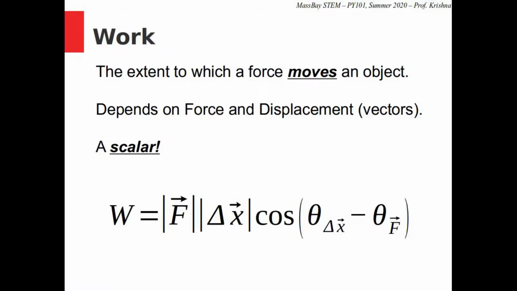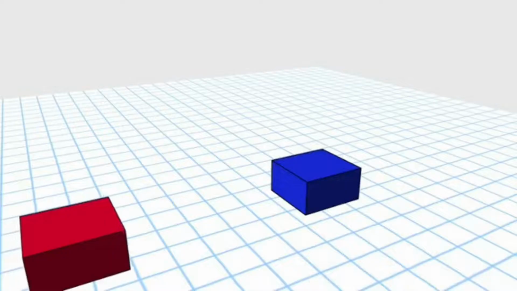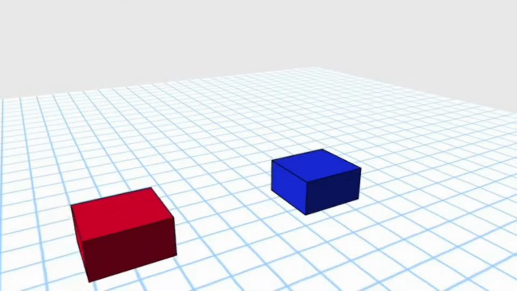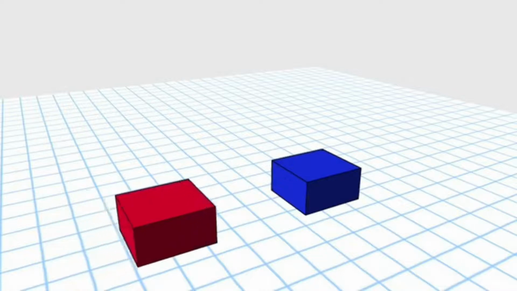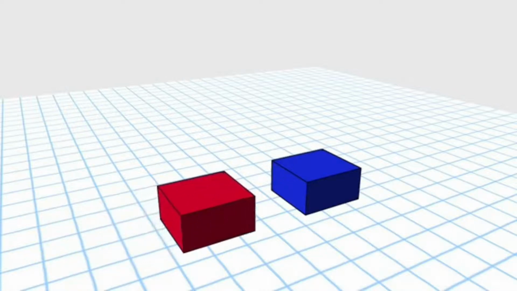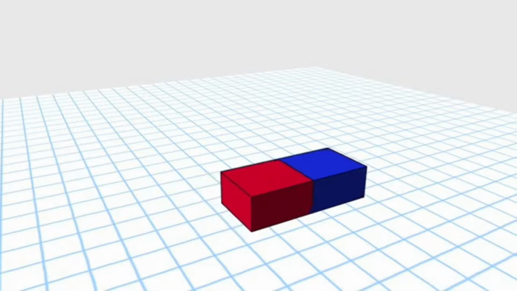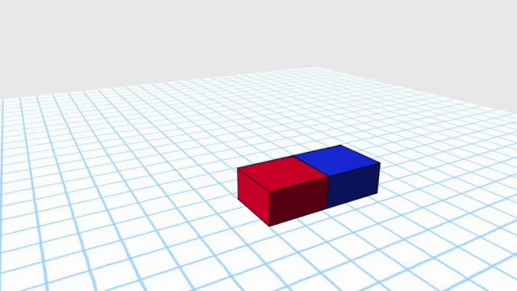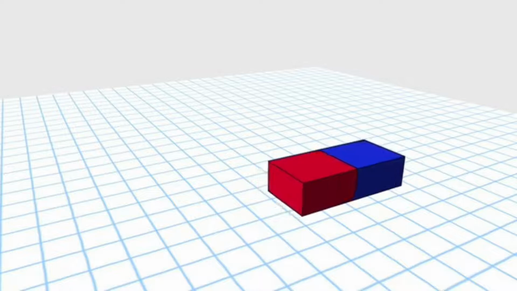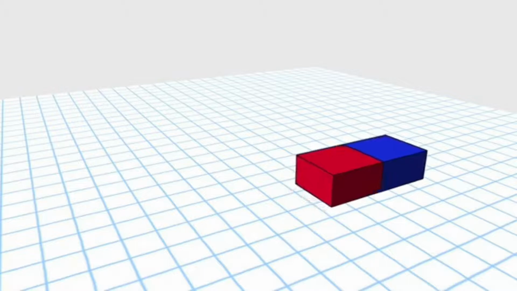Work is the tangible effect of a force. Whenever a force pushes an object over a distance, work is done on that object. Let's consider this animation. Here we see the red block collide with the blue block. The two of them stick and then move together. Now, to get the blue block moving from rest, the red block had to exert a force on it. Indeed, we see the red block pushing the blue block over a distance. That means the red block did work on the blue block.